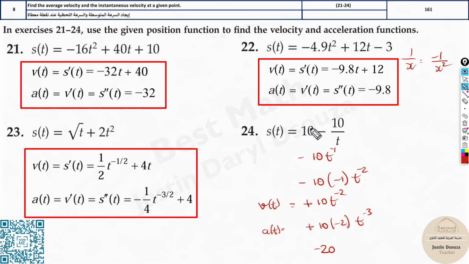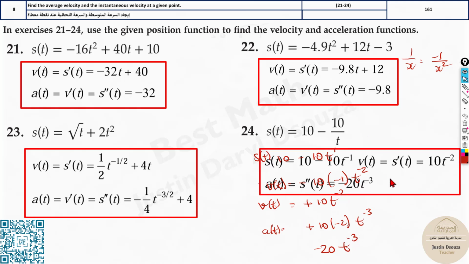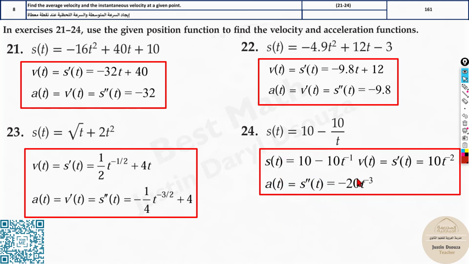So 10 becomes 0. That's dissolved. When you derive a constant, it's 0. So that is not there. It's just this term that's there. So here, this is the question itself. Now from here, okay, this is s of t. I've just taken it up. From here, you can see that's how we rearrange it. And now minus 20 t to the power minus 3 is the answer for acceleration. You can see that's how we write it. And that's how we can easily solve it.